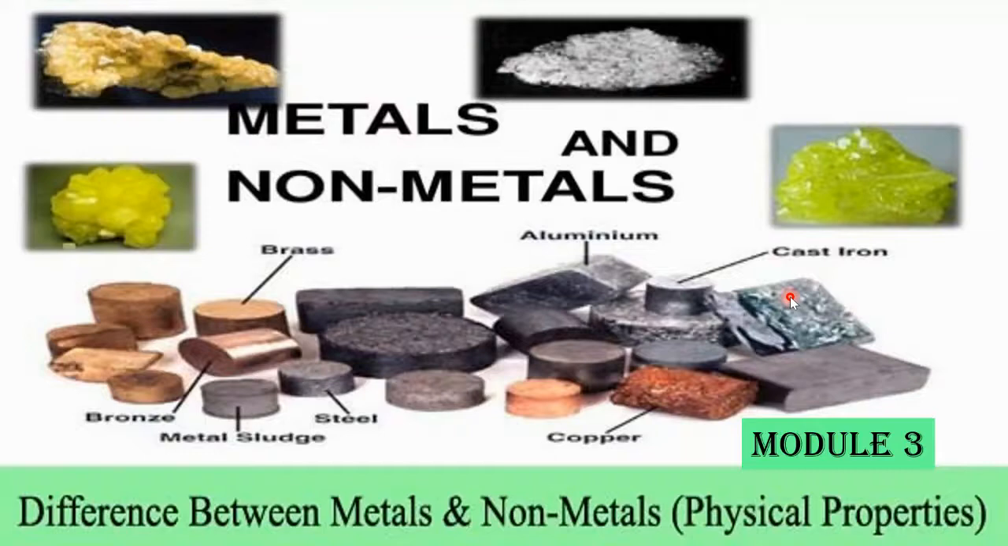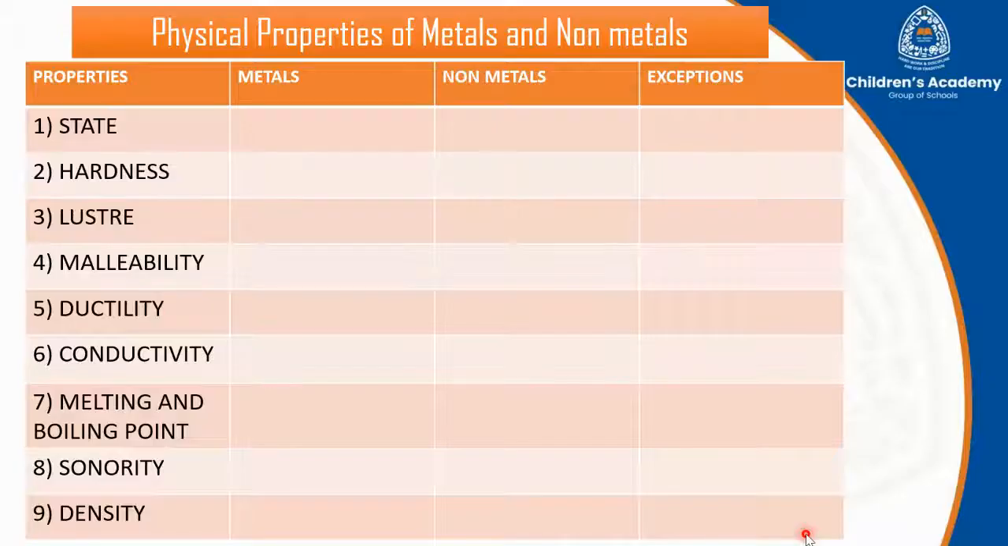In this module, we will study the difference between the metals and non-metals on the basis of their physical properties. And let's note down some exceptions as well. Make a table as shown. Let us differentiate between metals and non-metals under 9 different characteristics in a tabular form along with their exceptions.